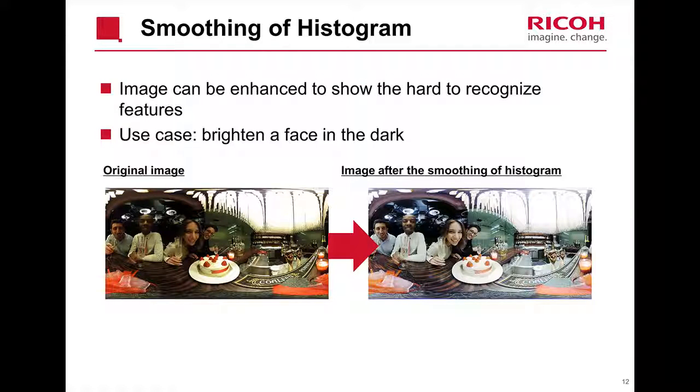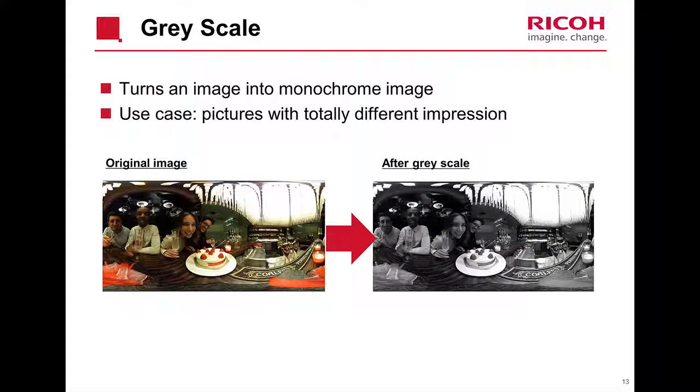Now let me explain the effect of each image processing function. First is the smoothing of histogram. This process allows you to enhance the image to make it bright and clear. For example, you might have an image where some people's faces appear darker than others due to the amount of light or position of the light source. You can enhance such images using this filtering function. Second is the grayscale. You can change the original image to a monochrome image. This will be a fun tool to play with, giving your picture a totally different impression.